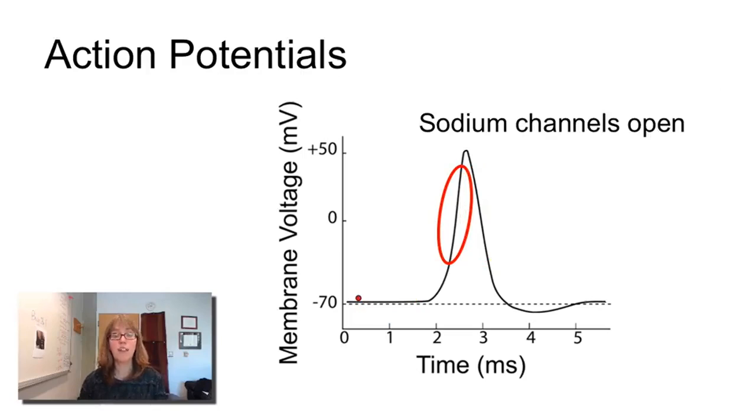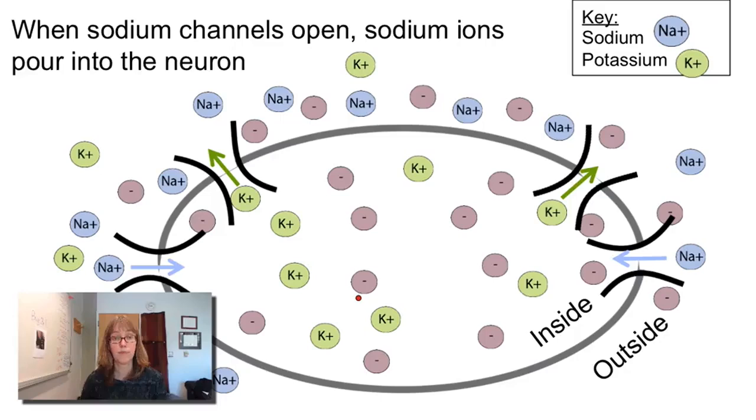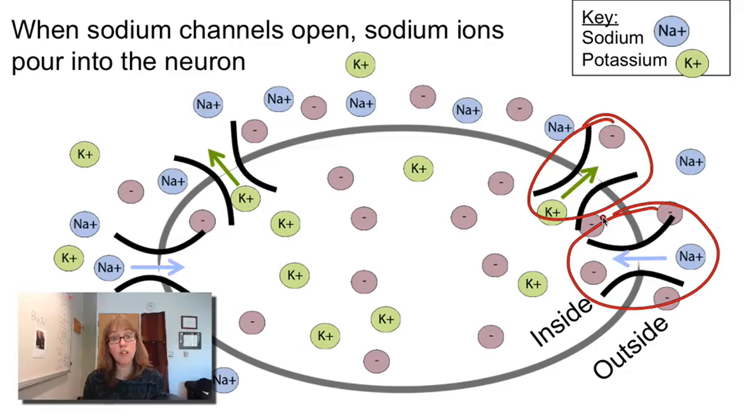Let's start with the rising phase of the spike or action potential, and this is caused by the opening of sodium channels. Now, based on what you learned in the last video, you should be able to make some predictions about what will happen when the sodium channels open. Well, when sodium channels are open, sodium starts to pour into the neuron. The potassium channels are still here, but now there are some new sodium channels in this diagram, and the sodium can enter the neuron through those channels.